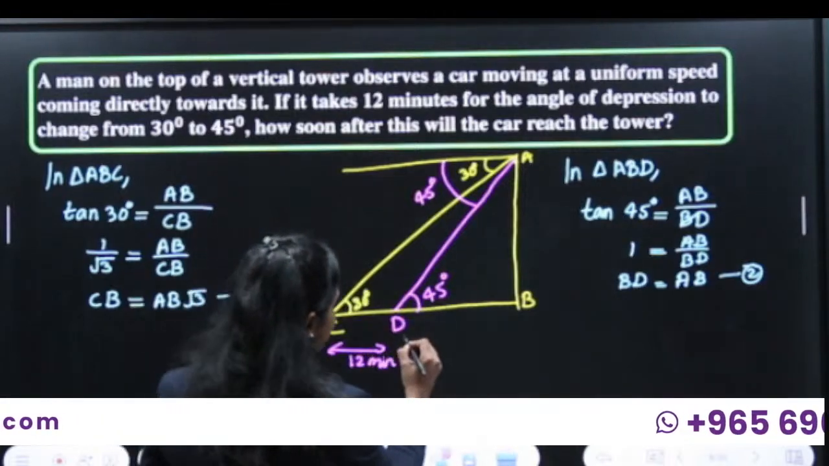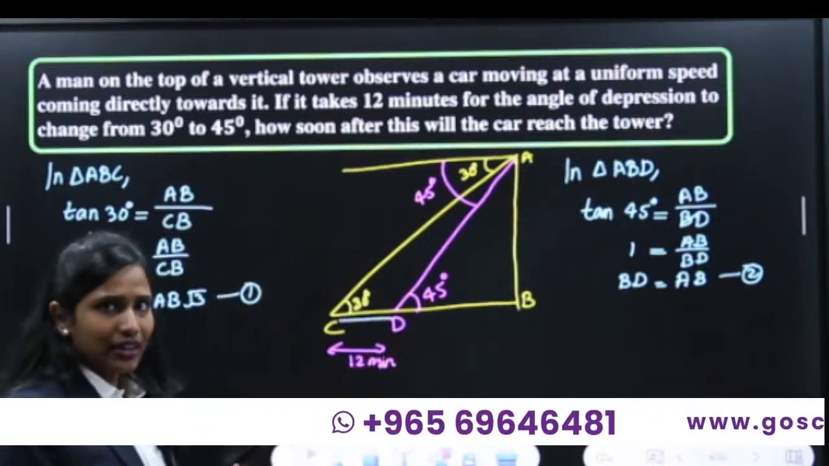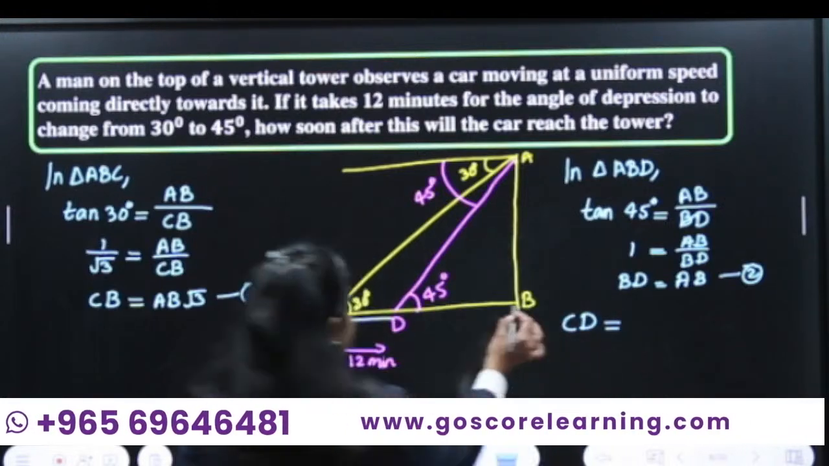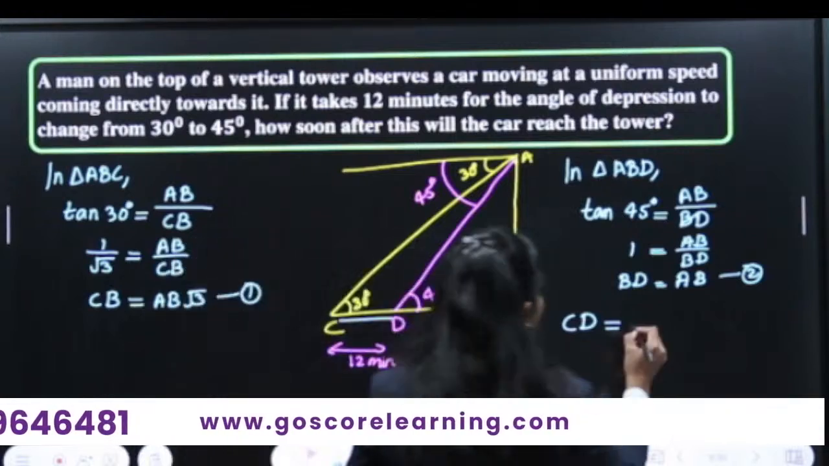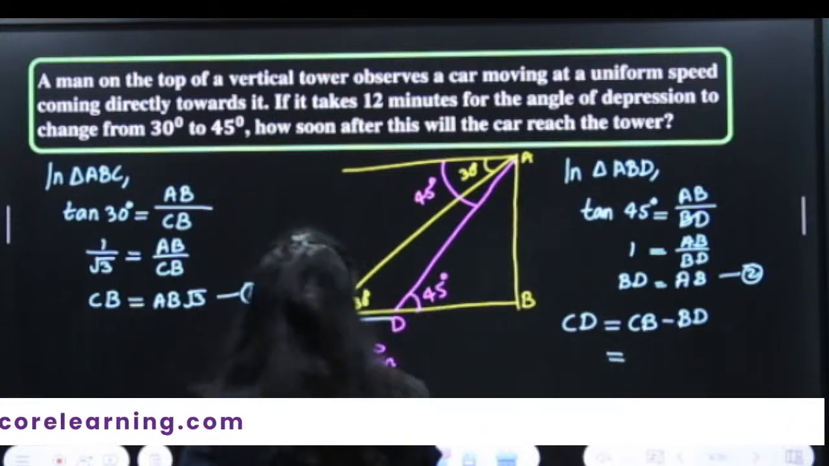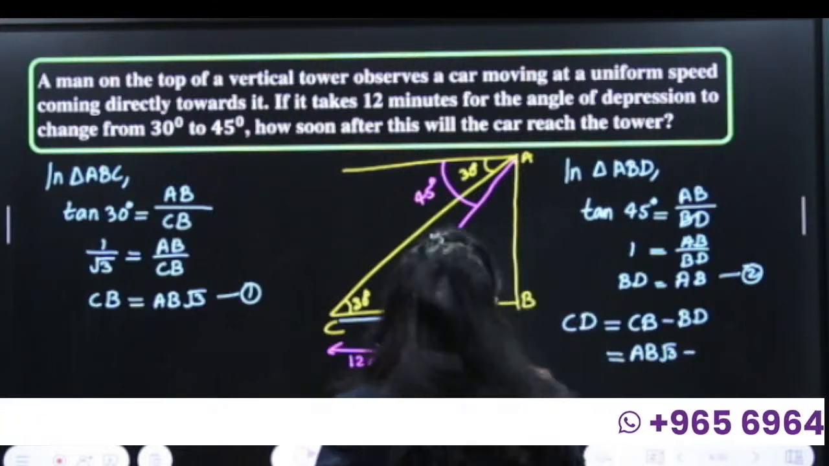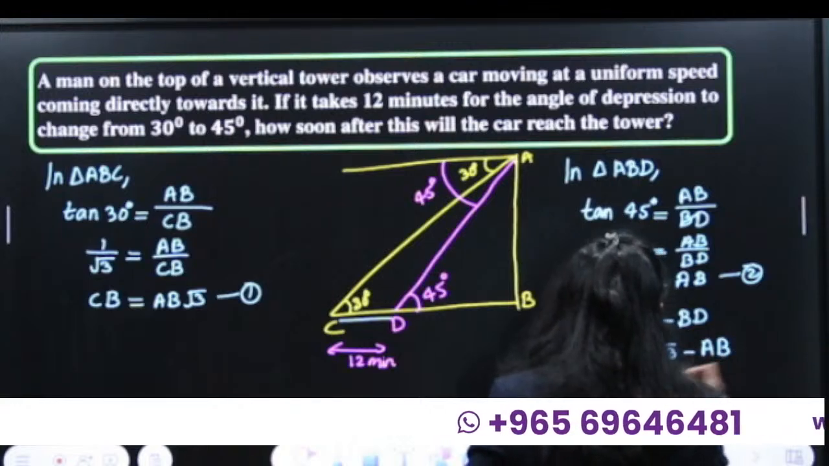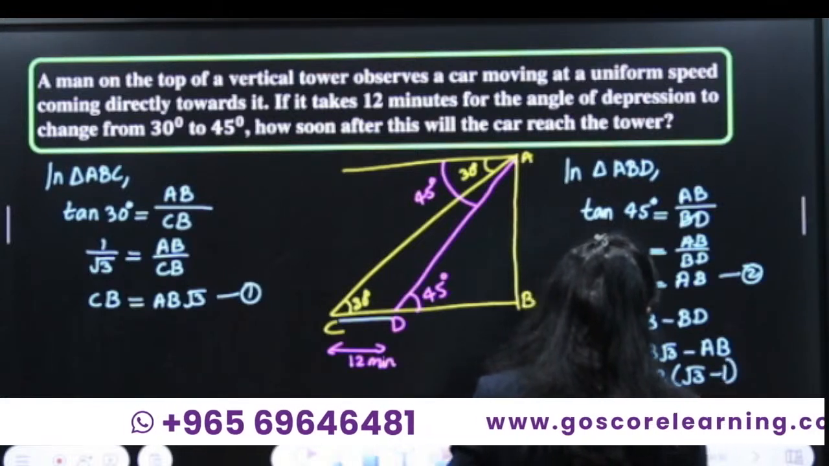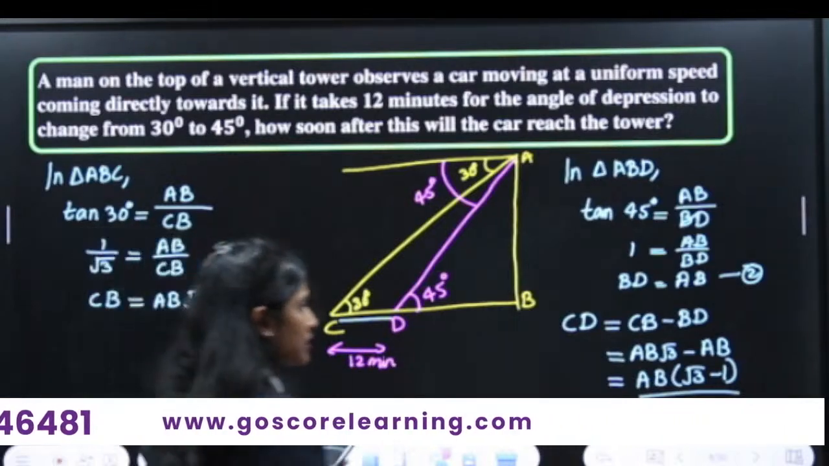We have the time for the distance CD, so we will find what that distance is. CD is equal to the entire BC minus this BD. So we can write CB minus BD. CB is AB root 3 minus AB, since BD is AB. So we can simply take it as AB into root 3 minus 1. So we got the distance CD.